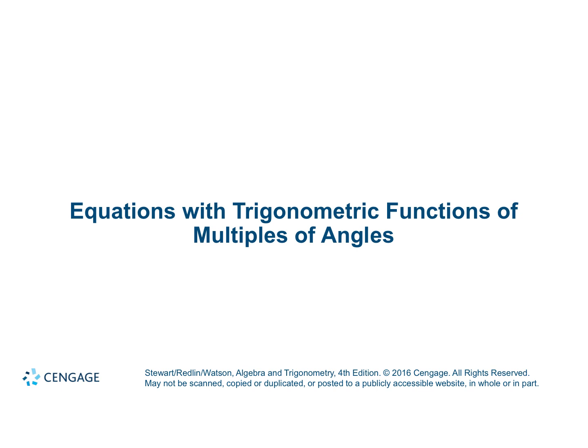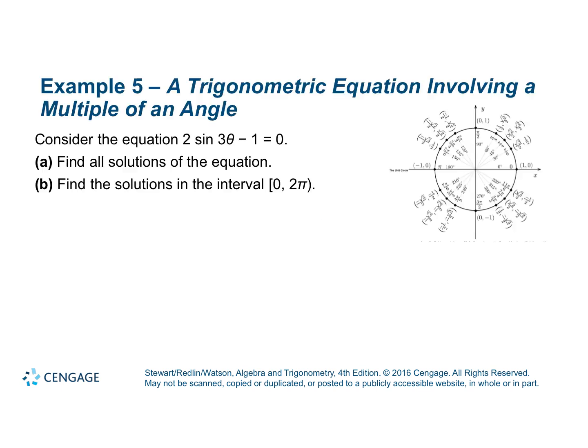So we have equations with trigonometric functions of multiple angles. So now we're going to be finding other stuff other than just the x and the y on the axis. So here we have example 5. It says to consider the equation 2 sine 3 theta minus 1 is equal to 0. The first thing they want us to do is find all the solutions for the equation. So we're solving for what sine is going to be equal to. And they want us to find the solution in the interval of 0 to 2 pi.